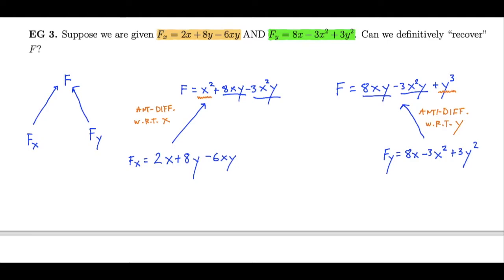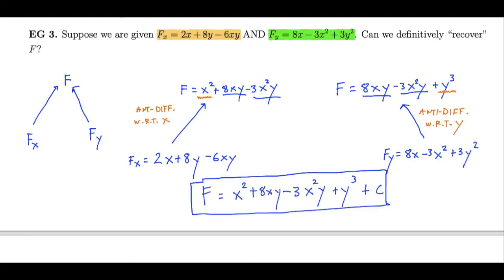What we need to do is include all of the terms that show up through this process and then still account for the fact that there could be an actual constant of integration generated by these processes. So as my final answer, I'll have this expression here for capital F, x squared plus 8xy minus 3x squared y plus y cubed plus c.